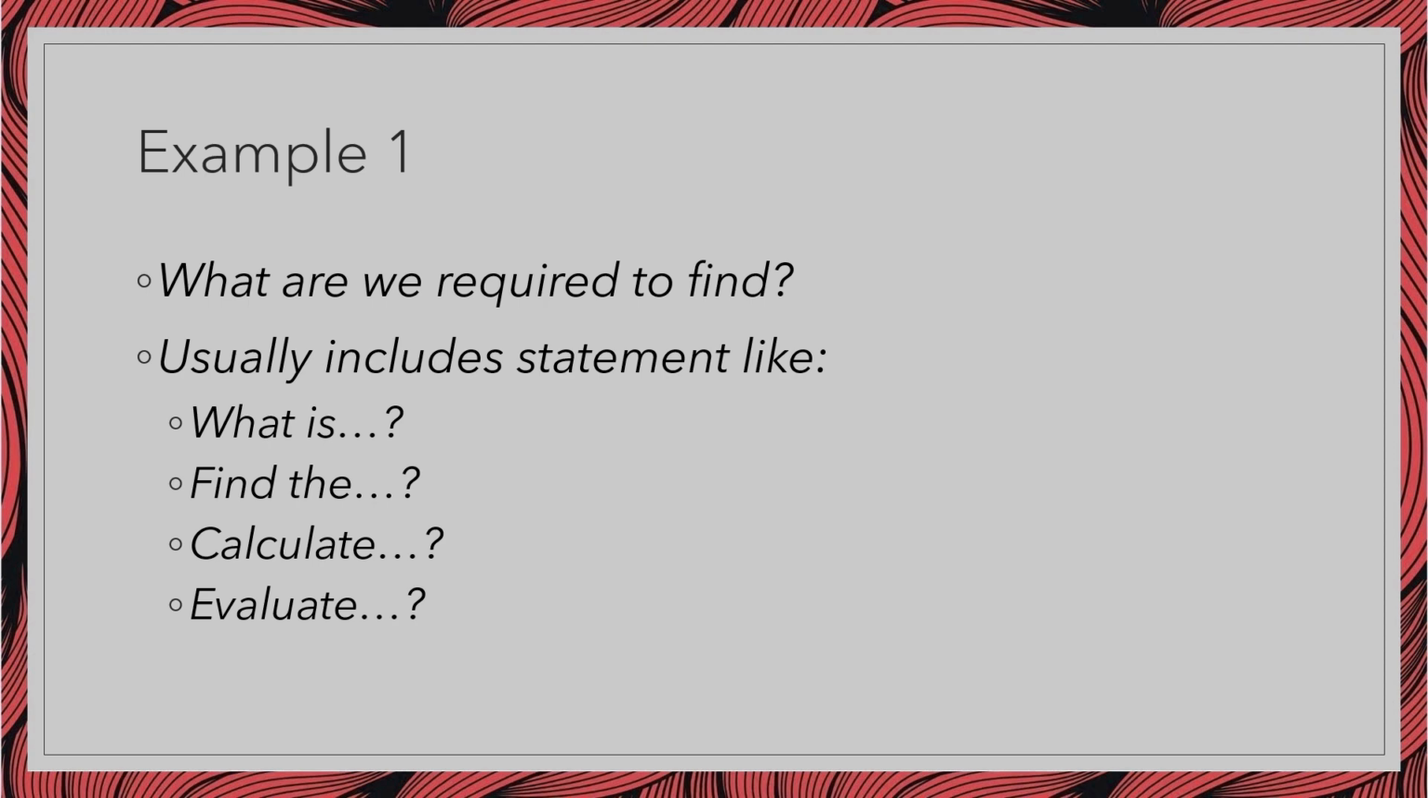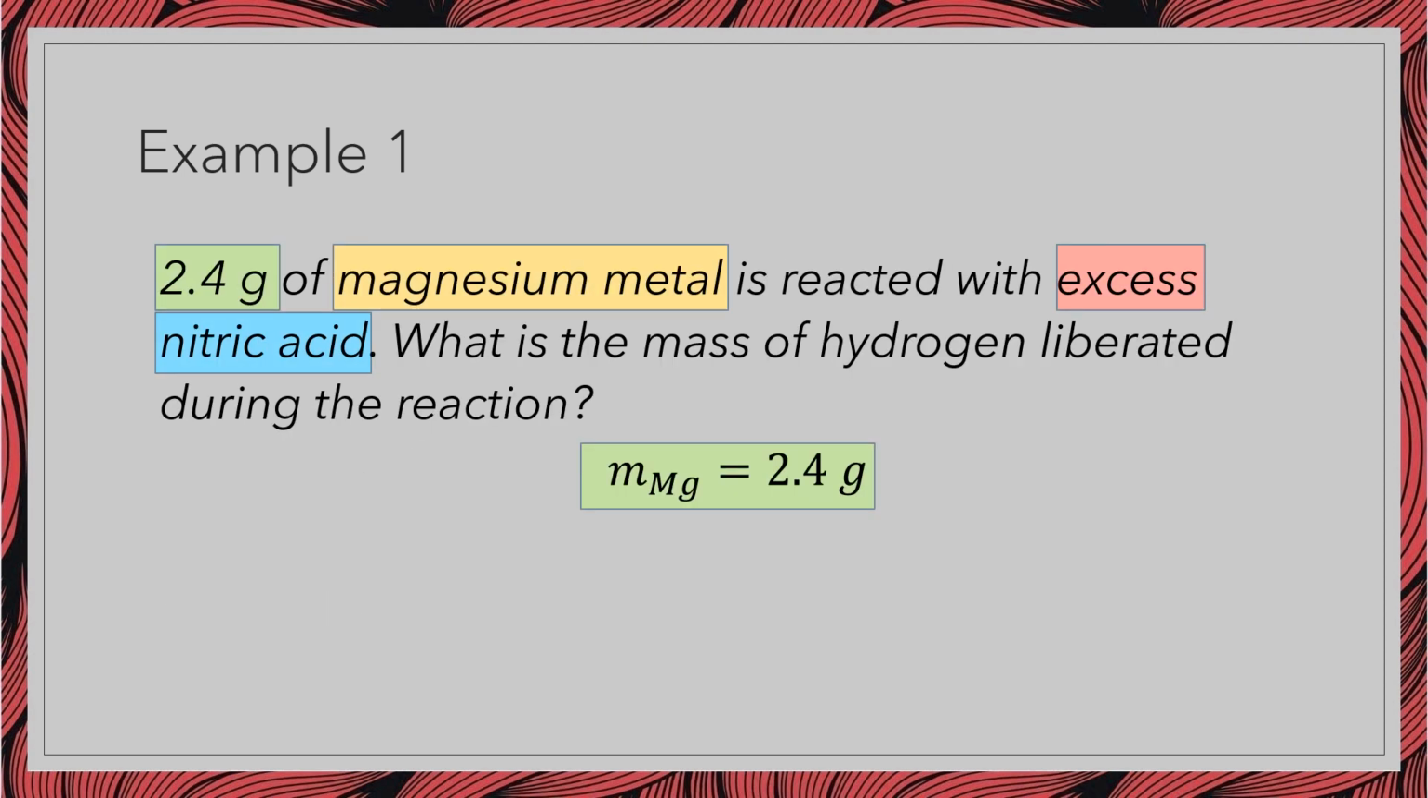Now, what are we required to find? Usually includes statements like what is, find the, calculate, evaluate. They're the common ones that we find. So what is this one? What is the mass of hydrogen liberated during the reaction? So it's mass of hydrogen. So we're actually trying to find the mass of the hydrogen liberated. So mass of H2. That's our question mark.